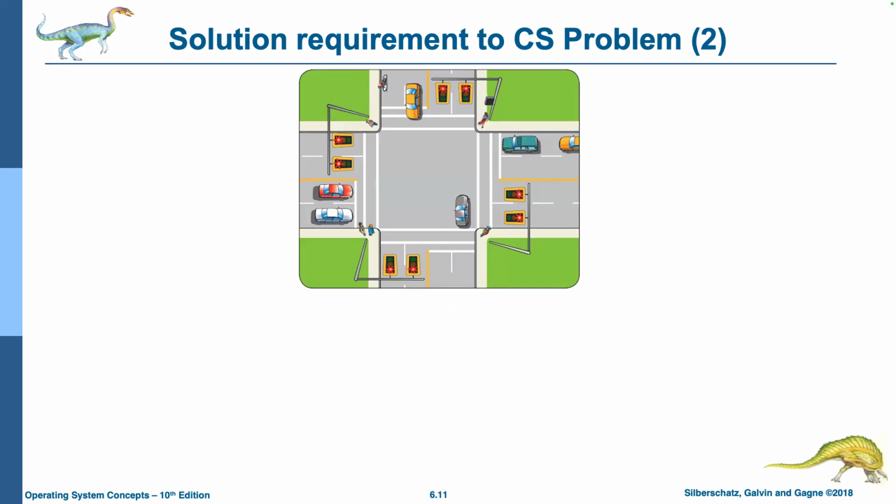Here is the critical section. Only one direction can go into this critical section. You see, it's locked. It's locked, right? Otherwise it cannot come in. Otherwise the collision happens.